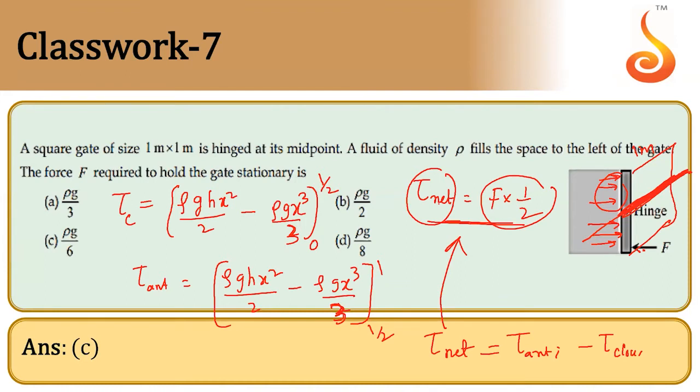Understood, children? Okay, so once again, see the formula rho g h x squared by 2. H is the total value. H equal to 1 meter, total depth. That part you do, you will get the answer as C, rho g by 6.